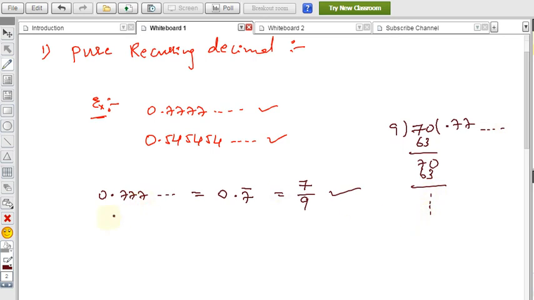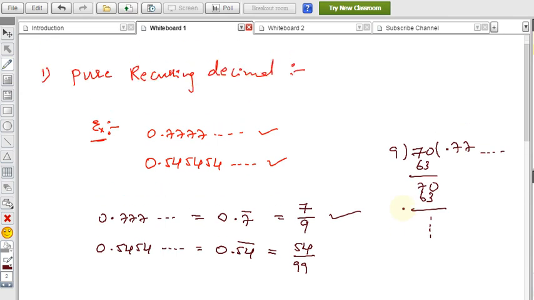One more example is 0.5454 and so on. We can write that as 0.54 with a bar. That bar you should keep over the digits that are repeated. Then we write it as 54 by 99, because two digits are repeated here. So how many digits are repeated? That many 9s we keep in the denominator, the number of digits in the period of the decimal. So these are the pure recurring decimals.